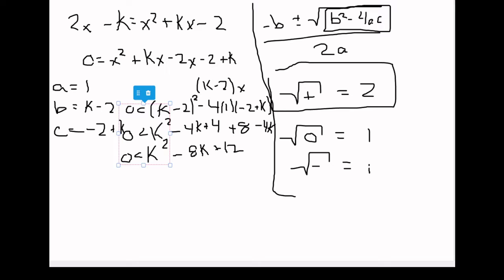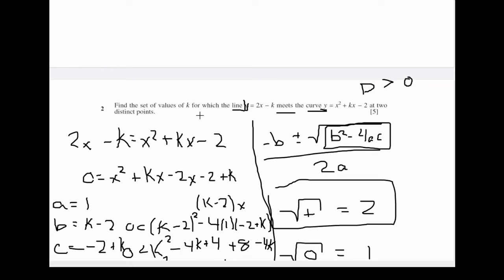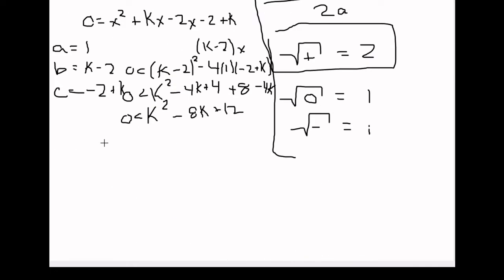So now that we look at this, we see that this looks exactly like a quadratic. So we're going to treat it as such to find what our k is by the end, because that's what the question was asking: find the set of values of k. So we're perfectly on track for what we're supposed to do. So we put our 0 less than our k squared minus 8k plus 12. We're going to factor this out.